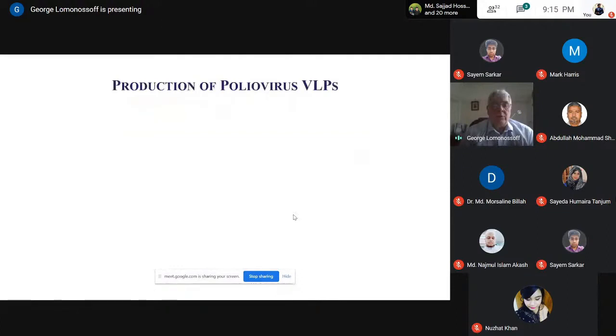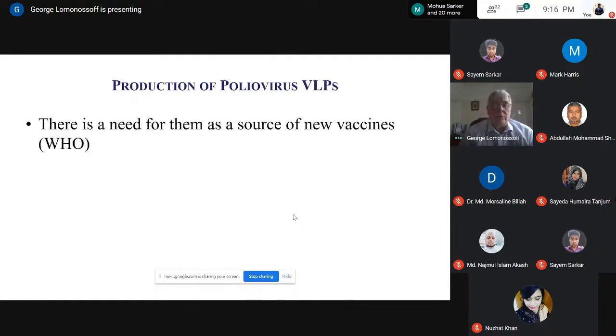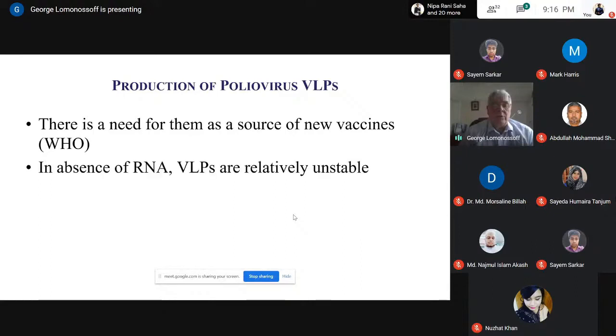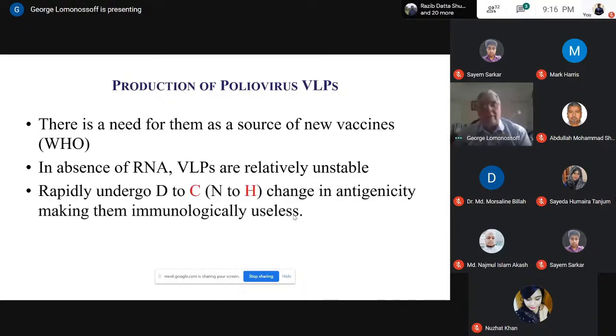Now, I'm going to go briefly through poliovirus VLPs, and Nick has talked about the basics, so I'll just talk about our plant experience. As Nick said, there's a need for a new source of vaccines from the World Health Organization, but as she mentioned, in the absence of RNA, VLPs are relatively unstable, and they undergo this antigenic shift from the D to the C form, and the C form is the one which doesn't raise protective antibodies. So you need to preserve it in the D form.